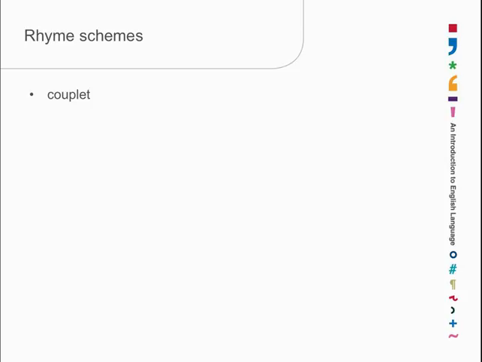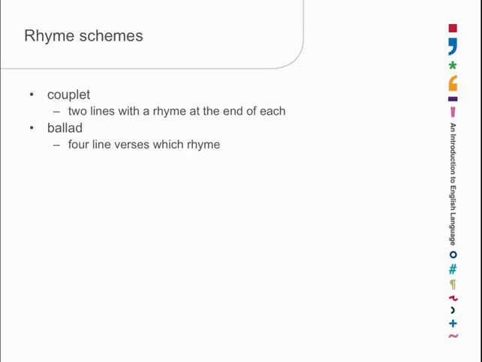In a couplet, two lines have a rhyme at the end of each. In the 18th century, most English poetry had couplets. That is, stuff came out in rhymes at each end. So people like Pope and Dryden wrote in couplets. That is, lines where each ended with the same rhyme. In the case of ballads, these were four-line verses, and the rhyme there was a little different. It wasn't adjacent lines which rhymed.